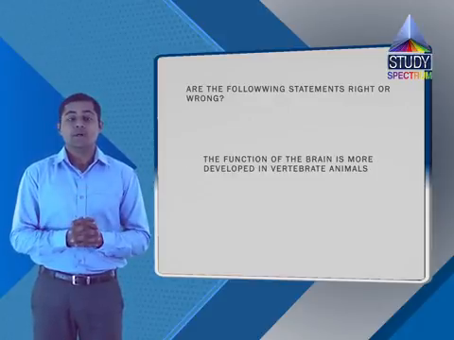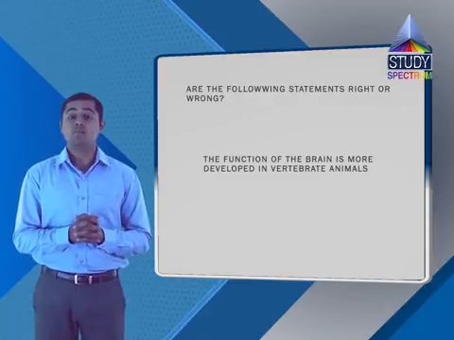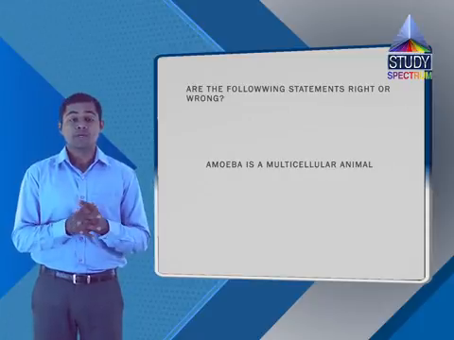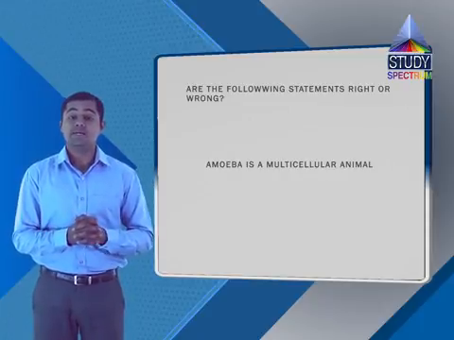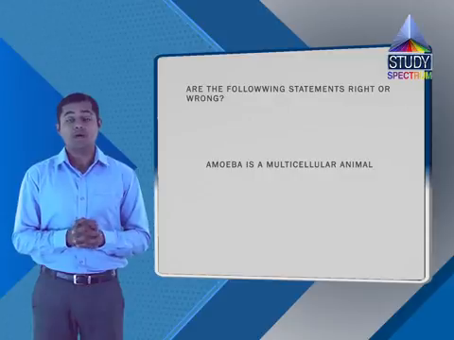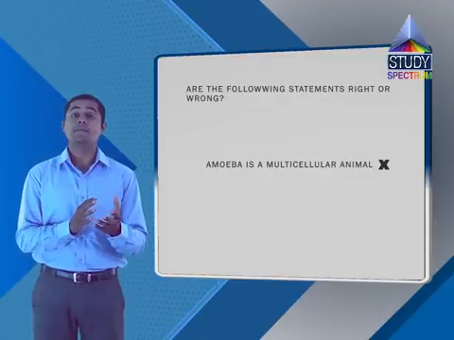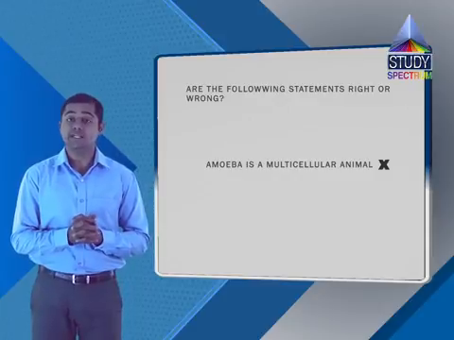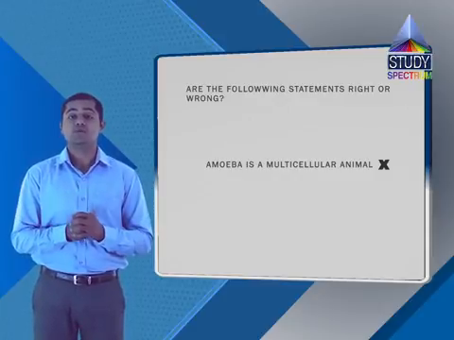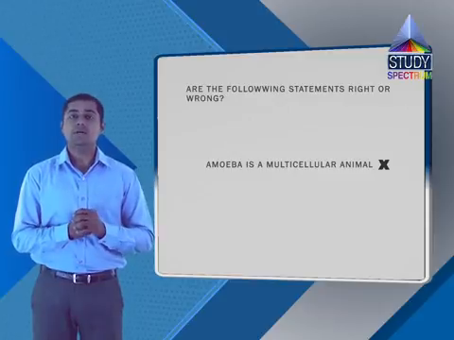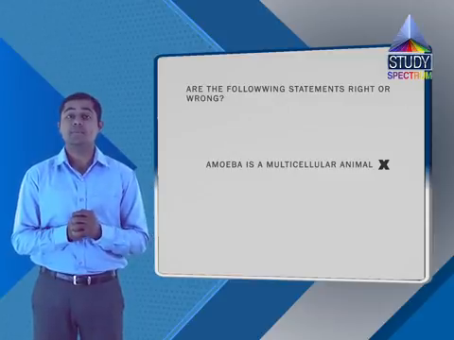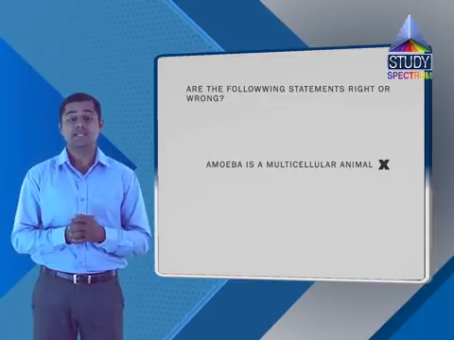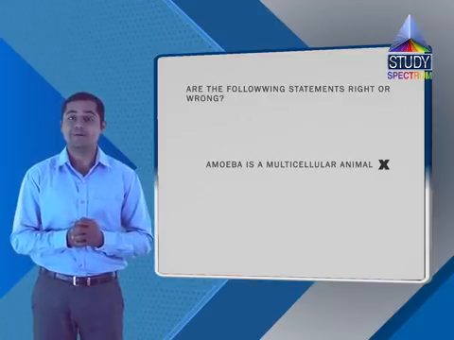C. The function of the brain is more developed in vertebrate animals. Yeah, that is true. D. Amoeba is a multicellular animal. No, it is wrong because we all know amoeba is a unicellular animal. The underlined word is amoeba. We need to change it so that the sentence is right. So we can put there any other multicellular organism's name, maybe a monkey or an elephant. So the sentence becomes: elephant is a multicellular animal.